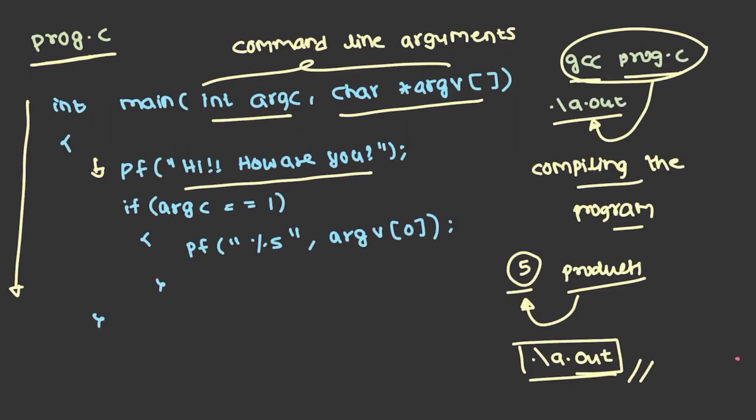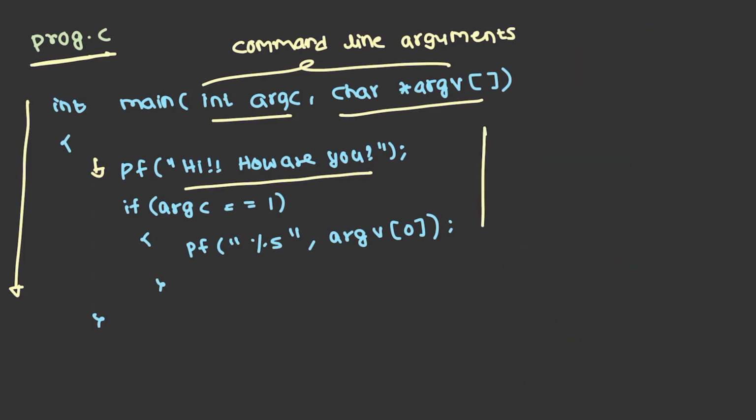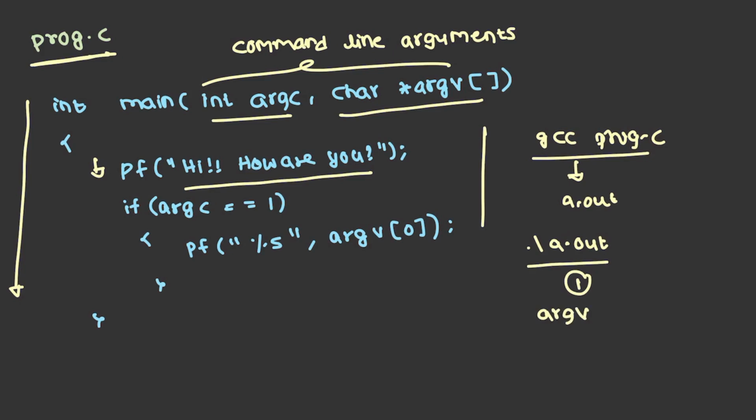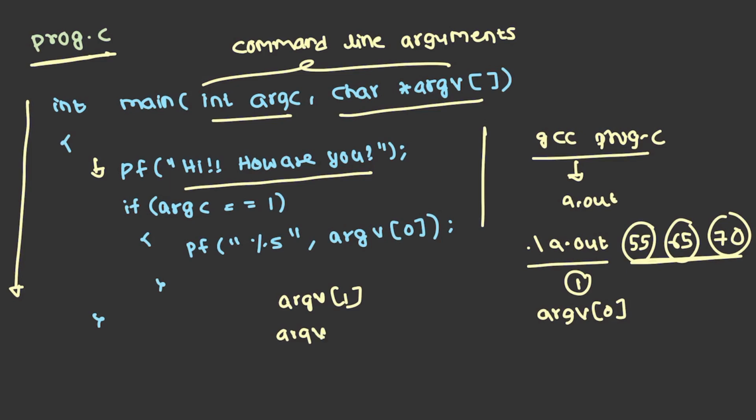Let's take the same example. This is the program that I have written, and I am trying to send more command line arguments. Initially, I can write gcc program.c. This puts the executable code into the a.out file. I can run it with ./a.out. This is actually the first command line argument which is located at argv of 0. Now, I want to send some numbers so that I can perform the addition. Let's say I am sending 55, 65 and 70. It has to take 3 command line arguments. If you want to access any of these inside the program, you can access it by using argv of 1, argv of 2 and so on.